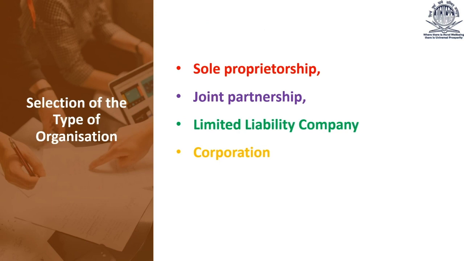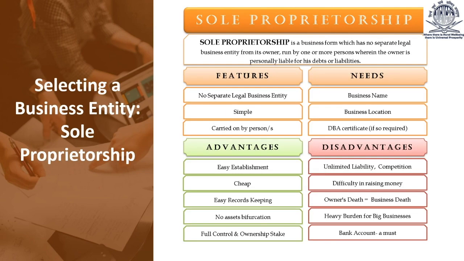Selection of the type of organization. Total four types are there, that is sole proprietorship, joint partnership, limited liability company, and corporation. Let's discuss all these in detail.